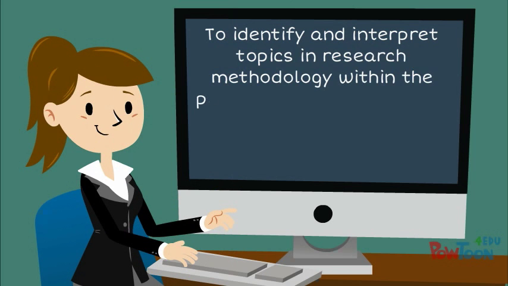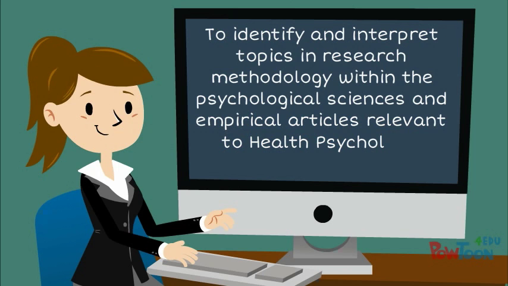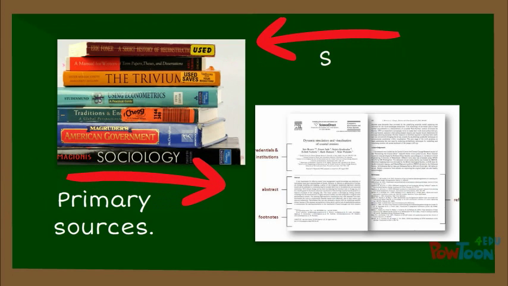These encompass your first learning objective for this topic: to identify and interpret topics in research methodology within the psychological sciences and empirical articles relevant to health psychology. Empirical articles are research studies which evaluate specific hypotheses. It is getting the results straight from the horse's mouth. Textbooks provide a nice summary of research and are considered a secondary source, but a primary source can be found through academic journals that publish articles directly from the researchers.